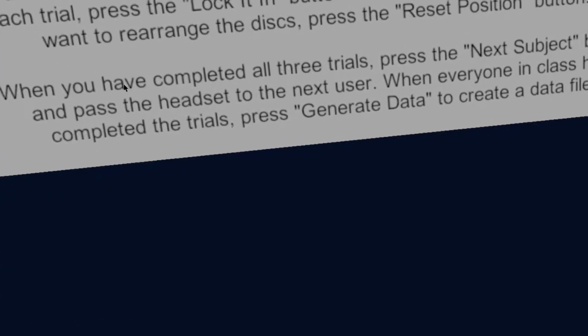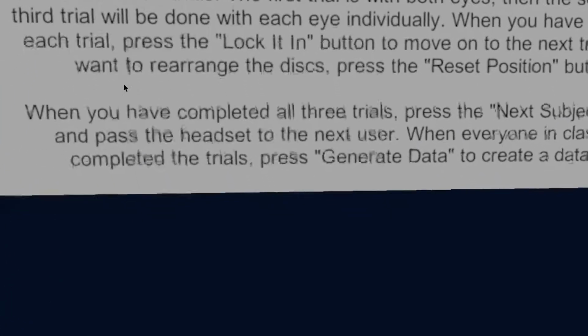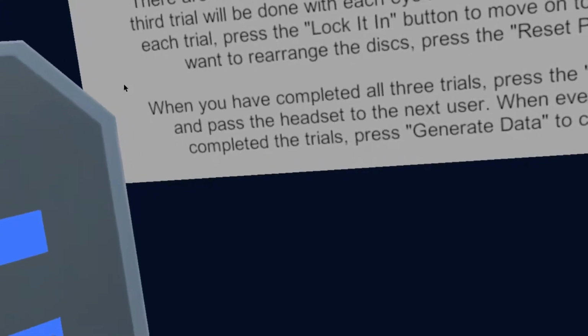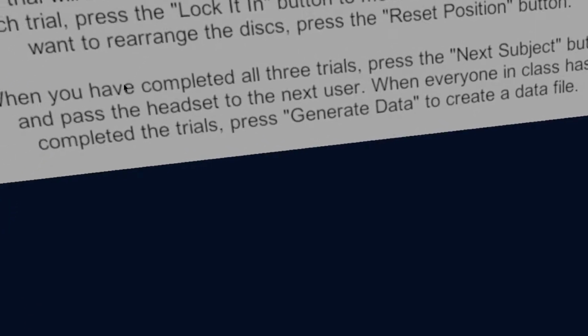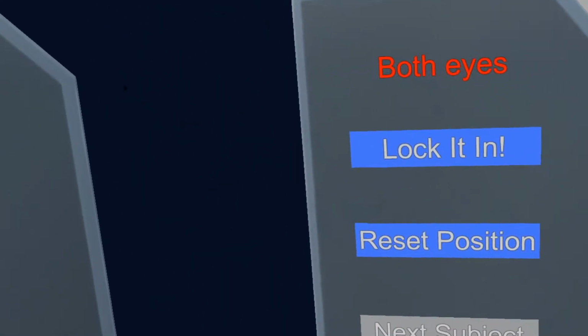Okay. So when you've completed all 3 trials, press the next subject button and pass the headset to the next user. So basically, we can move on from participant to participant quite quickly. So when everyone in class has completed the trials, press generate data to create a data file. So there we go. We have the buttons here.